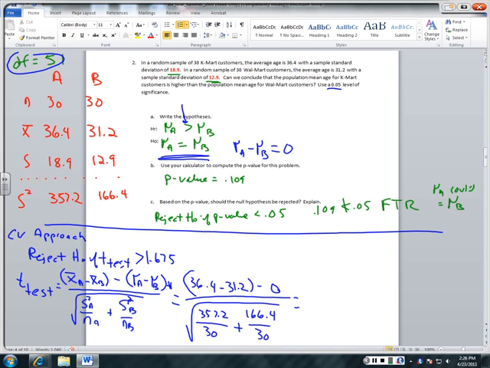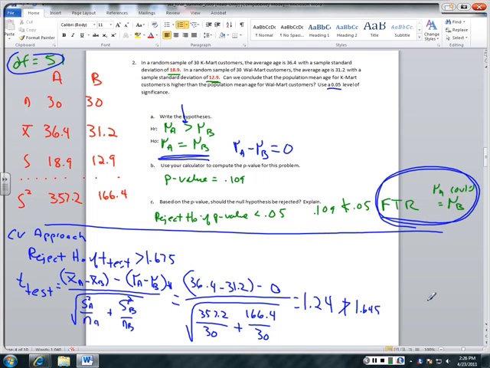In fact, that's what I get, 1.244. I'm going to put that, which is not greater than 1.645. So again, I fail to reject H0 and conclude that mu A could equal mu B. While I'm here, I might as well do a confidence interval as well.